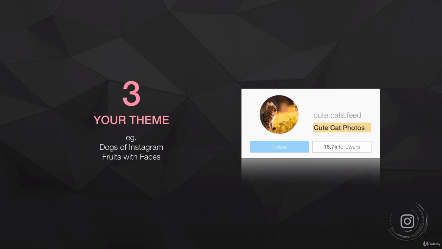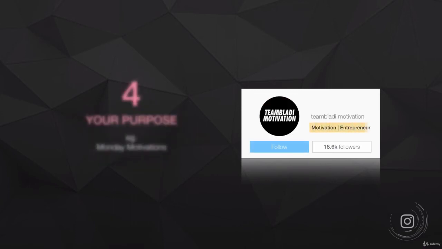A couple of other ones that we came across were Dogs of Instagram, a very simple and related one, or Fruits with Faces. Fruit that looks like it's been shaped into a face just naturally. An apple that looks like it's got a face in it. Very interesting Instagram account if you wanted to go check that one out.